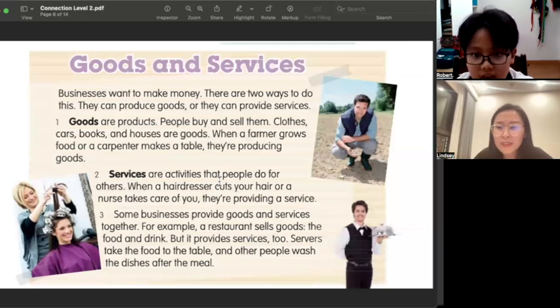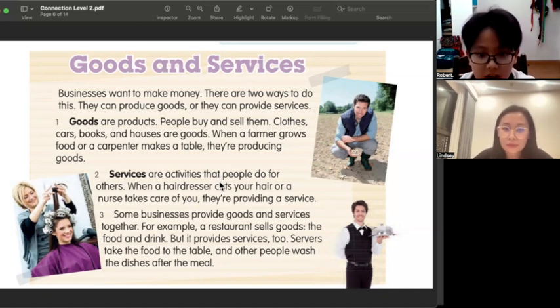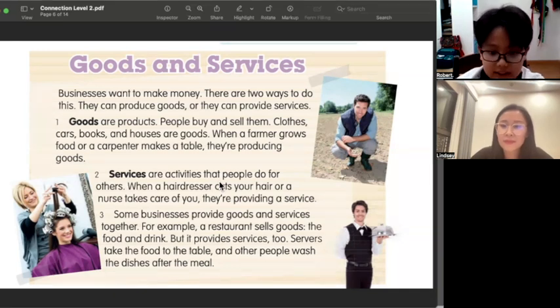Good. What are goods and what are services? Goods are things people can buy and sell. Clothes, cars, books, and houses are goods. And what are services? Services are activities that people do for others.